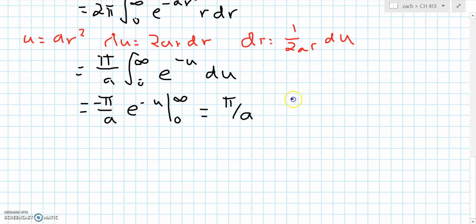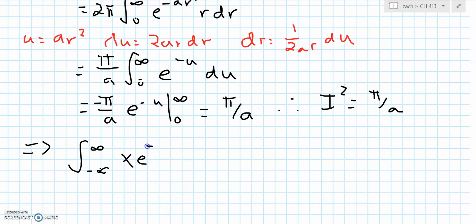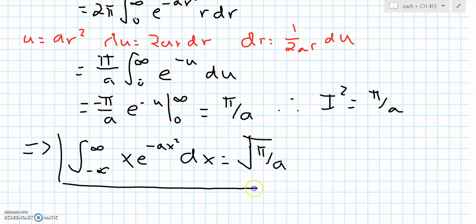So, now we can conclude that I squared is equal to pi over a. So therefore, the integral from minus infinity to infinity of e to the minus ax squared dx is equal to the square root of pi over a. Because remember, we squared the original integral at the beginning.